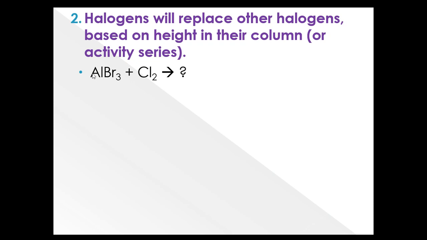So aluminum has a 3 charge, chlorine has a 1 charge. If you crisscross and reduce that, we're going to get AlCl3, and Br2 because of Brinkelhoff, and then you would go back and balance this equation, which you already know how to do.